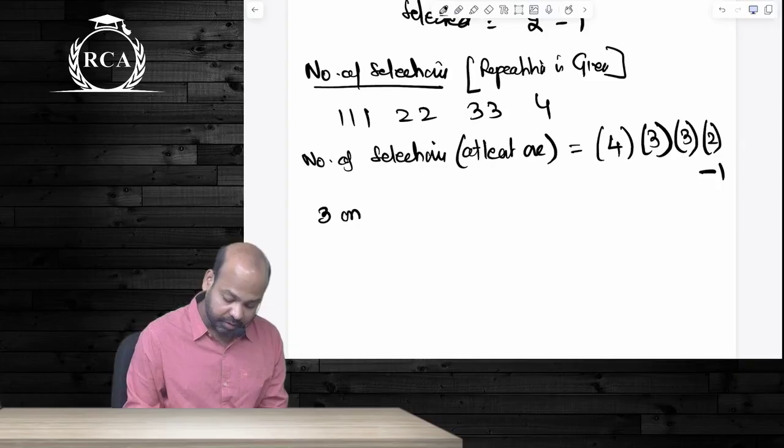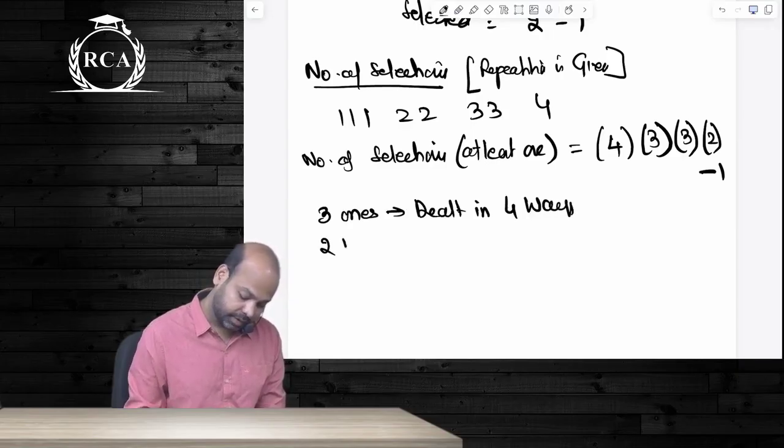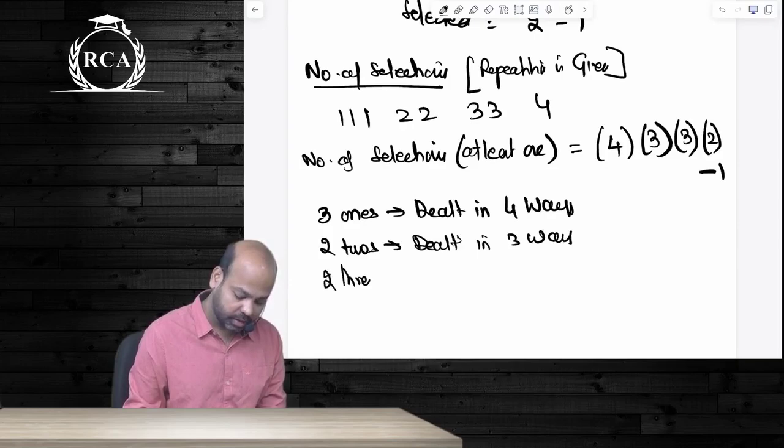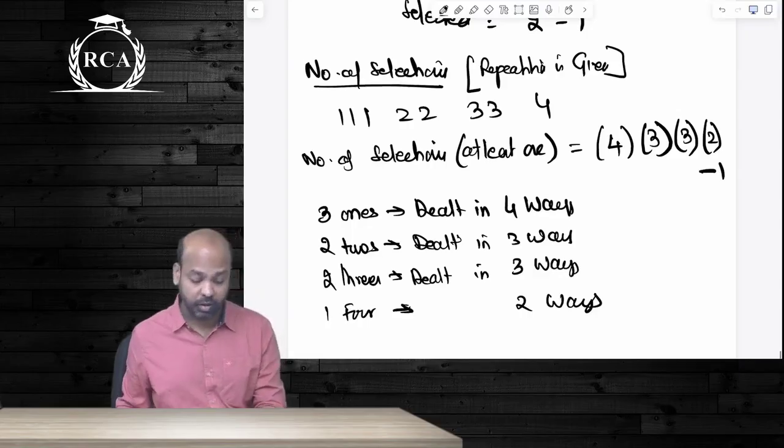We have 3 1s, beta, which can be dealt in 4 ways. 2 2s, beta, can be dealt in how many ways? 3 ways. Likewise, 2 3s, beta, can be dealt in 3 ways. 1 4, beta, can be dealt in 2 ways. Minus 1 for that combination wherein you're excluding all of them.